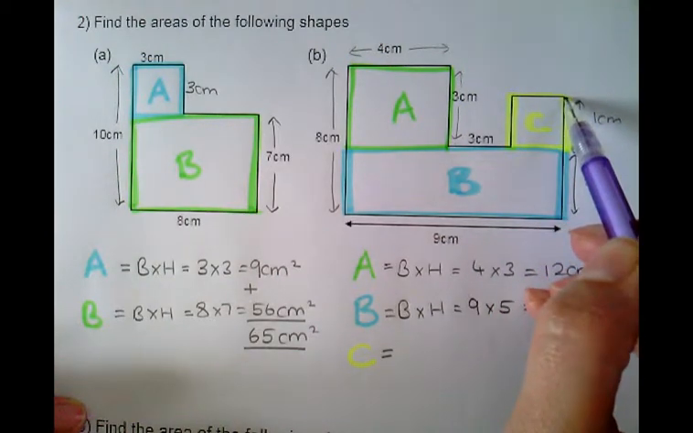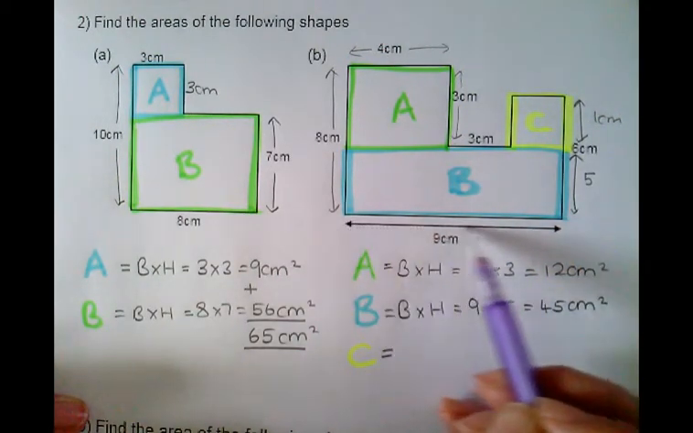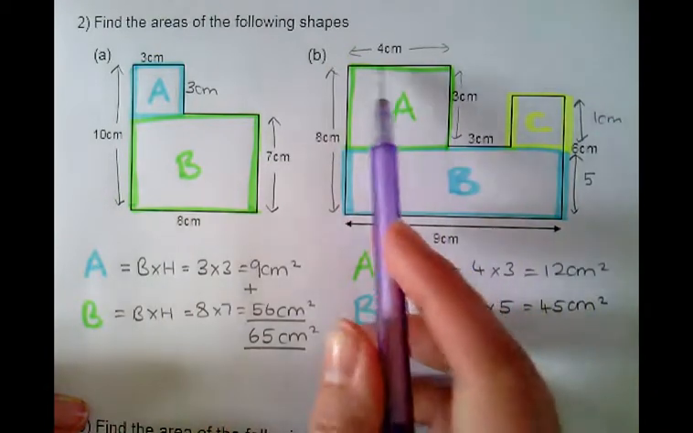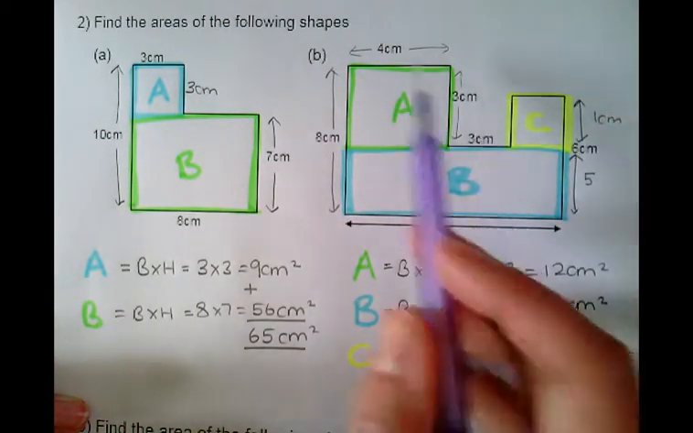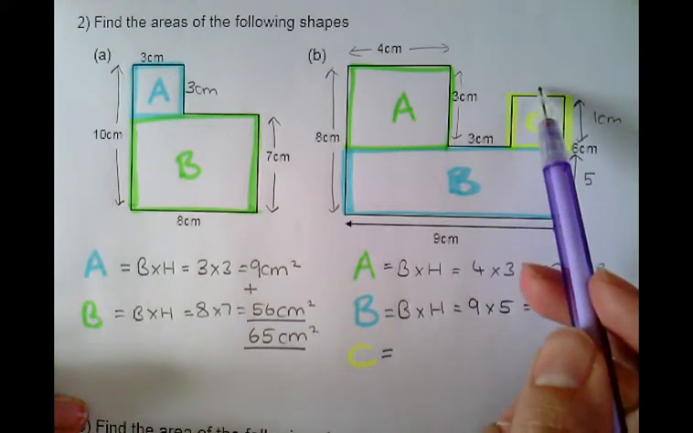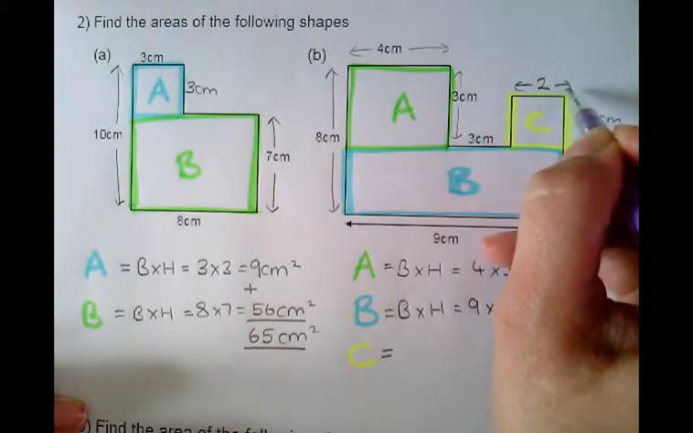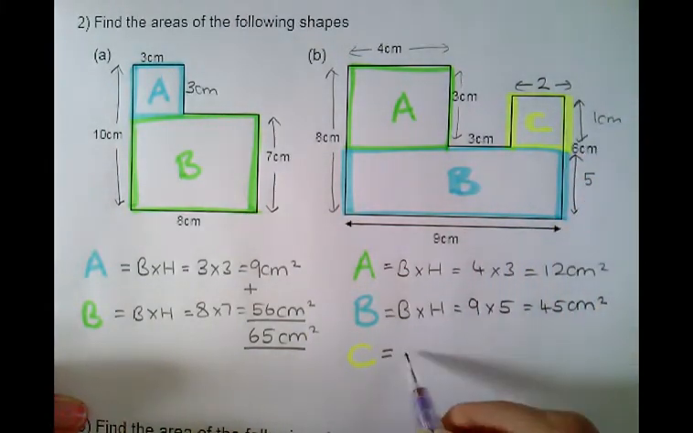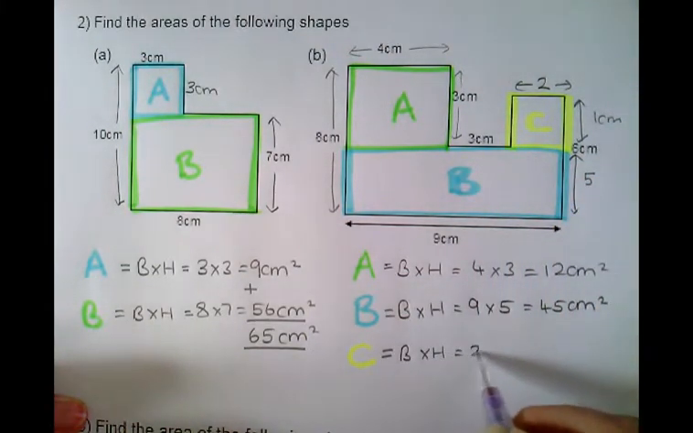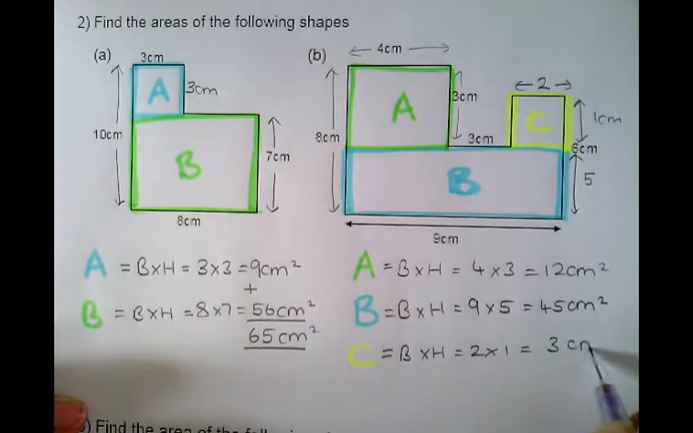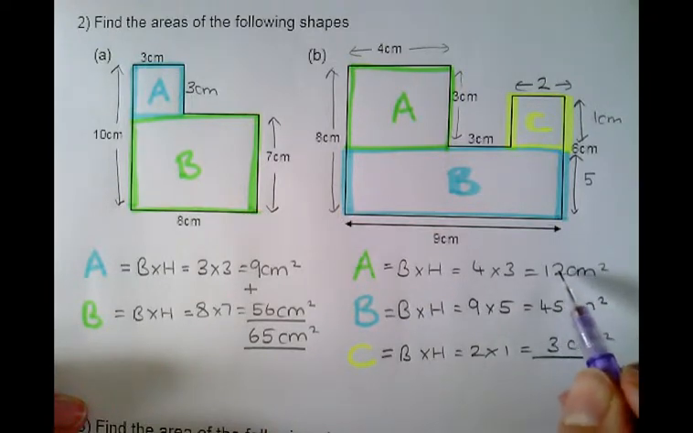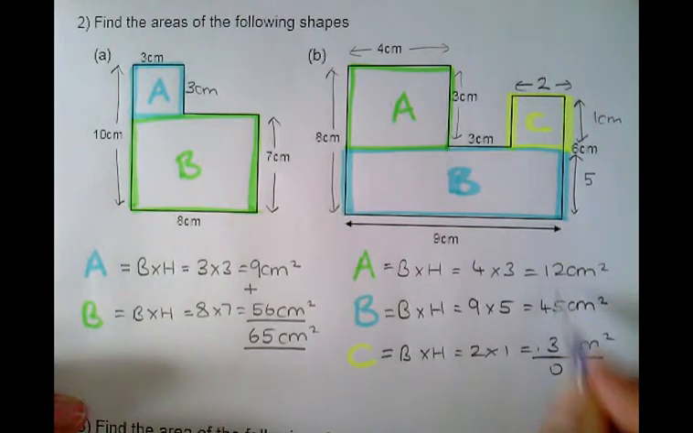This one here then, going across, so we know the total distance is 9 going across, and we've got a 4 and a 3, so 4, 5, 6, 7, this must be 2 here to bring you up to 9. So for shape C, it would be 2 times 1, base times height, 2 times 1, 2 centimetres squared, and then you just need to add those 3 together to get your total area. So 12 plus 45 plus 3, so 60 centimetres squared.